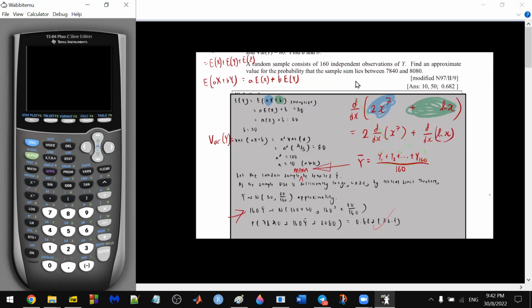So why do you multiply by 160? It's because of the definition of y bar. It's a sum, which is what the question is asking for. But divided by 160, so you just times 160. Is that not how you argued it? Is that what you are thinking in your head?